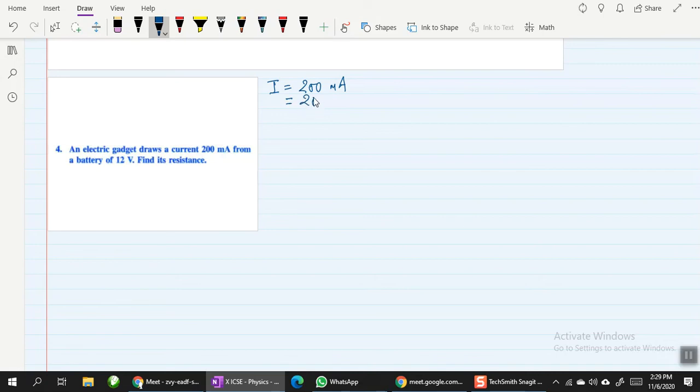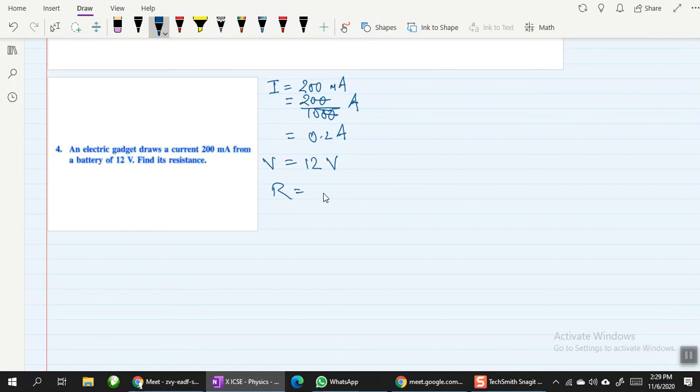Divide by 1000, or multiplied by 10 raised to minus 3. You are right. So this is ampere. Now there are just two zeros here. We cut these two zeros, so we get 2 by 10, which is 0.2 ampere. Very good. Now the battery is of 12 volt.